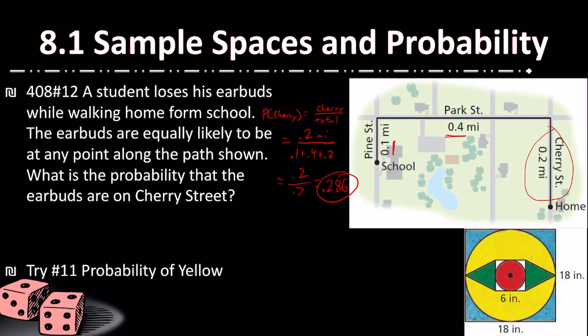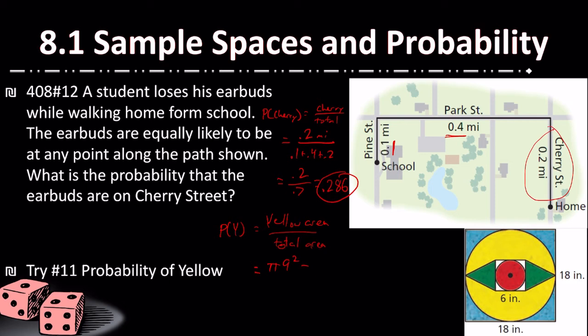Why don't you try number 11? This one's using areas. Find the probability of randomly choosing the yellow area. All right, you're going to pause this while you solve it. I can help you out a little, though. The probability of the yellow would be the yellow area over the total area. All right, but the yellow area, that one's going to be fun. The yellow area appears to be a circle, a yellow circle with a radius of 9. So it'd be pi times 9 squared. But then we have to subtract the stuff inside.